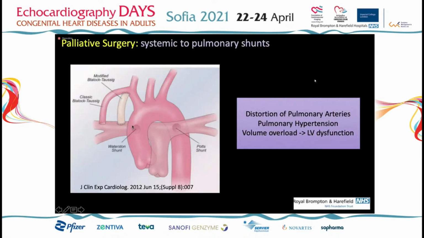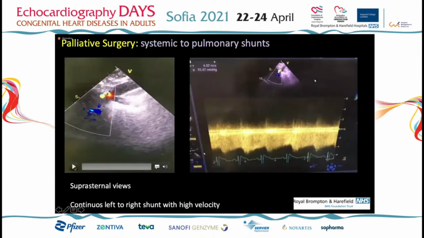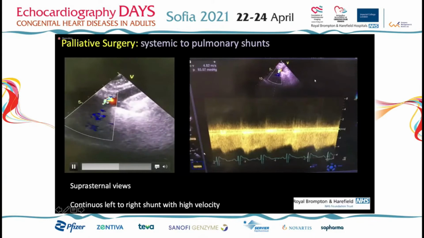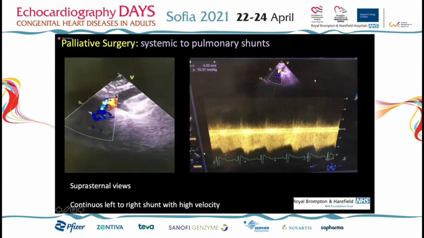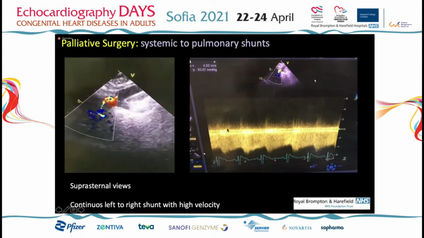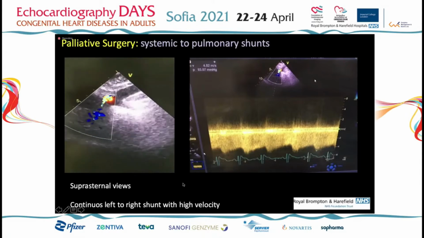So the pulmonary artery branches can be distorted after the shunt has been inserted, and the patients can have problems with that in the future. So it's important always to check for stenosis or abnormalities in the branches of patients who had a previous shunt. And this is an image of a patient with a modified BT shunt. From suprasternal views, at the level of the left subclavian artery, we can see a shunt that is continuous, left to right, and it has high velocity. In this case, it suggests that the shunt is patent, and also that pulmonary artery pressures are not increased because the left to right shunt has high velocity.